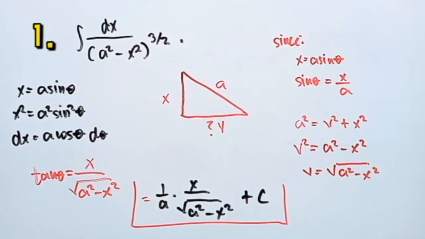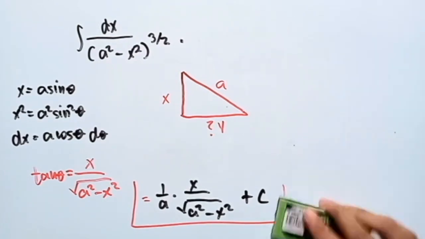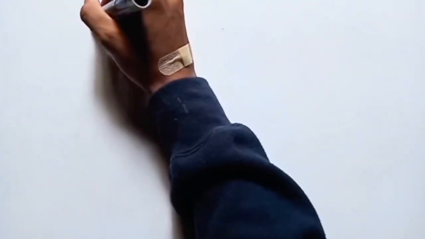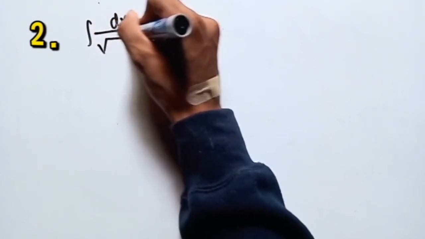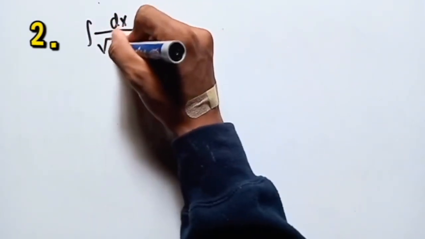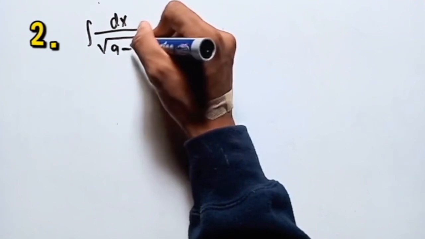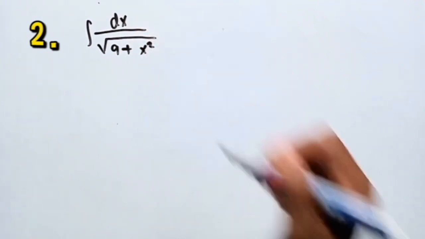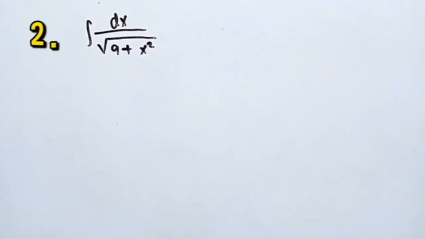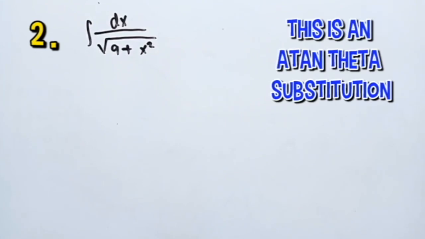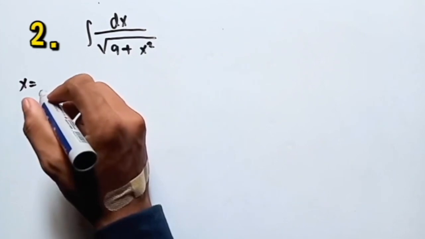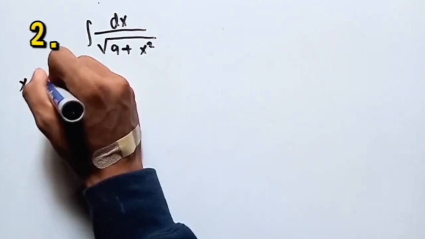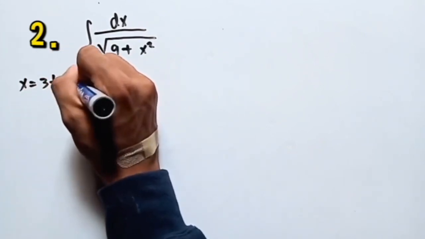Okay, let's proceed to the second example. So let's integrate dx over the square root of 9 plus x squared. So this is a tan theta substitution. So I will put x equal to 3 tan theta.